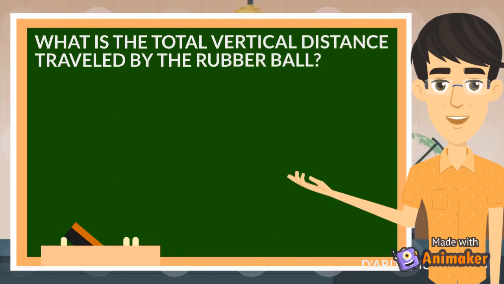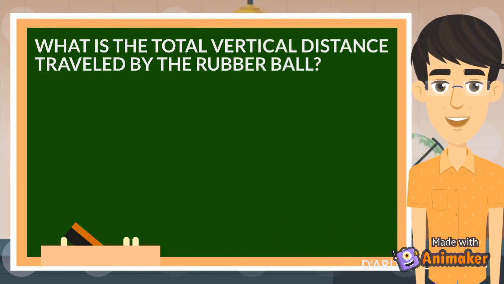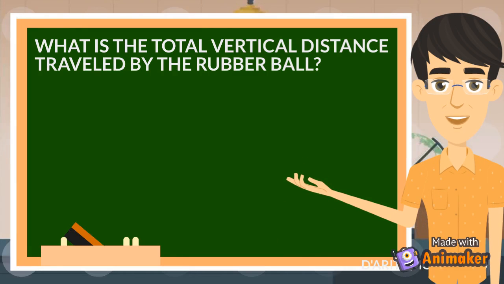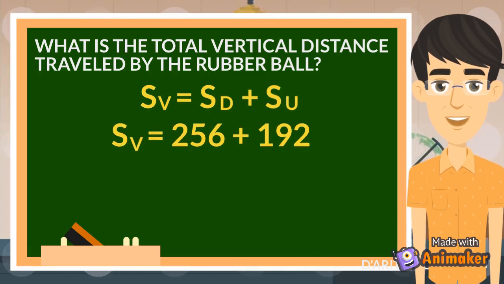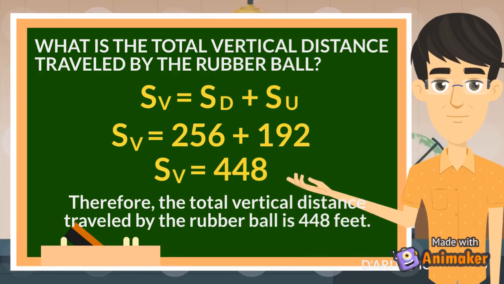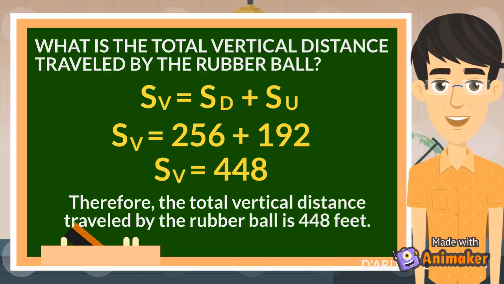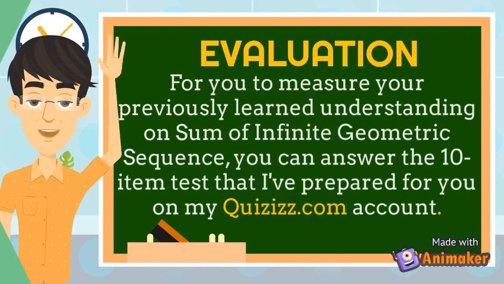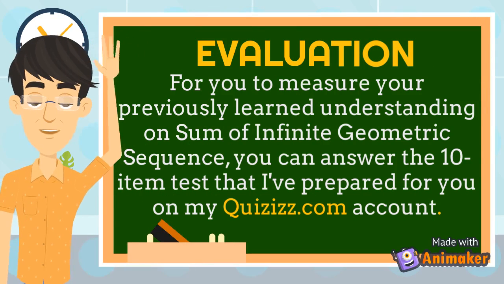To answer the question, what is the total vertical distance traveled by the rubber ball, we will add the results of S sub d and S sub u. That is, 256 feet plus 192 feet equals 448 feet. I hope that you have understood all the steps we have discussed today. Good job, Brainiacs!